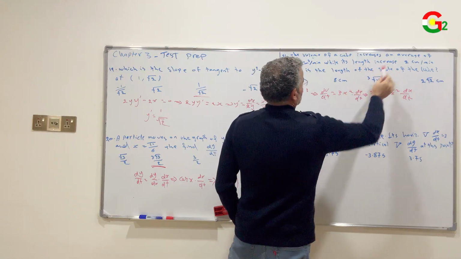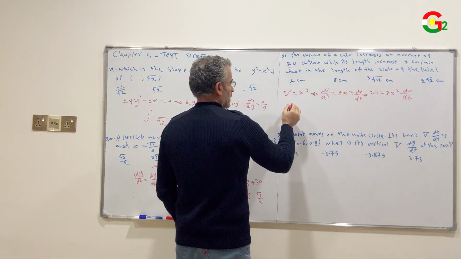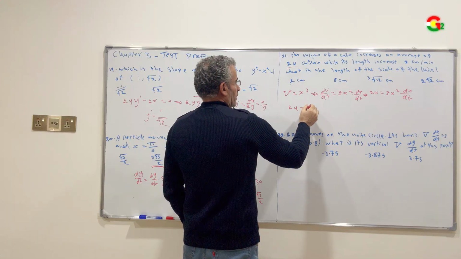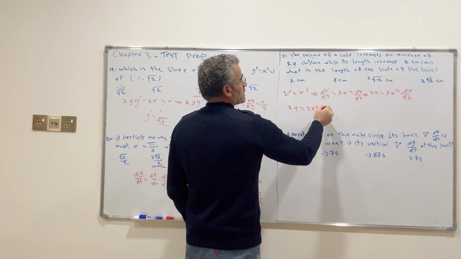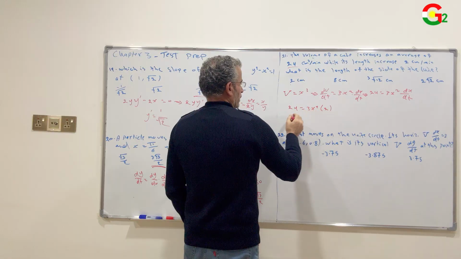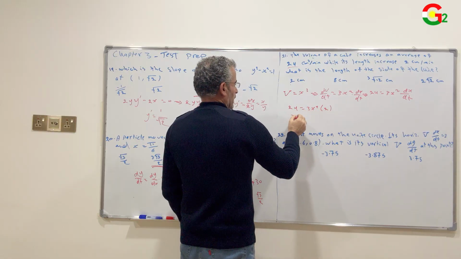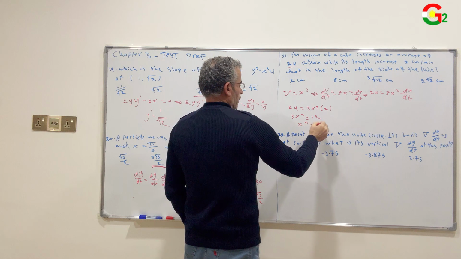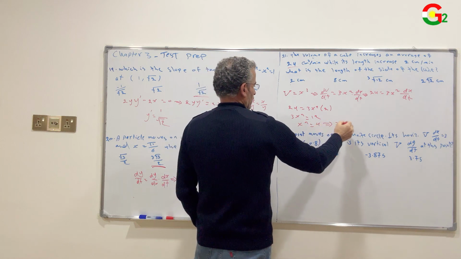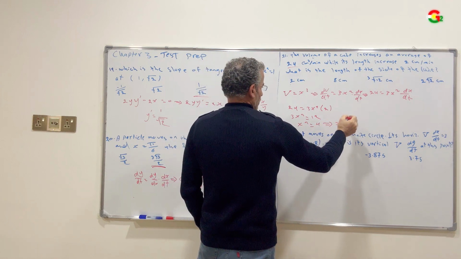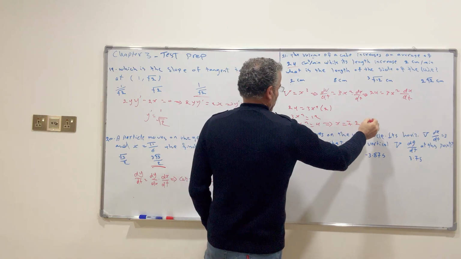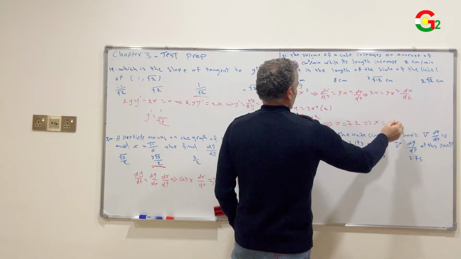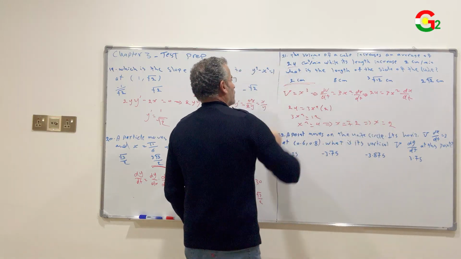Its length increases 2 centimeters per minute, so 24 equals 3x^2 times 2. Then 3x^2 equals 12, x^2 equals 4, and x equals plus or minus 2. We neglect the negative value since x is the length, then x equals 2. Choice A.